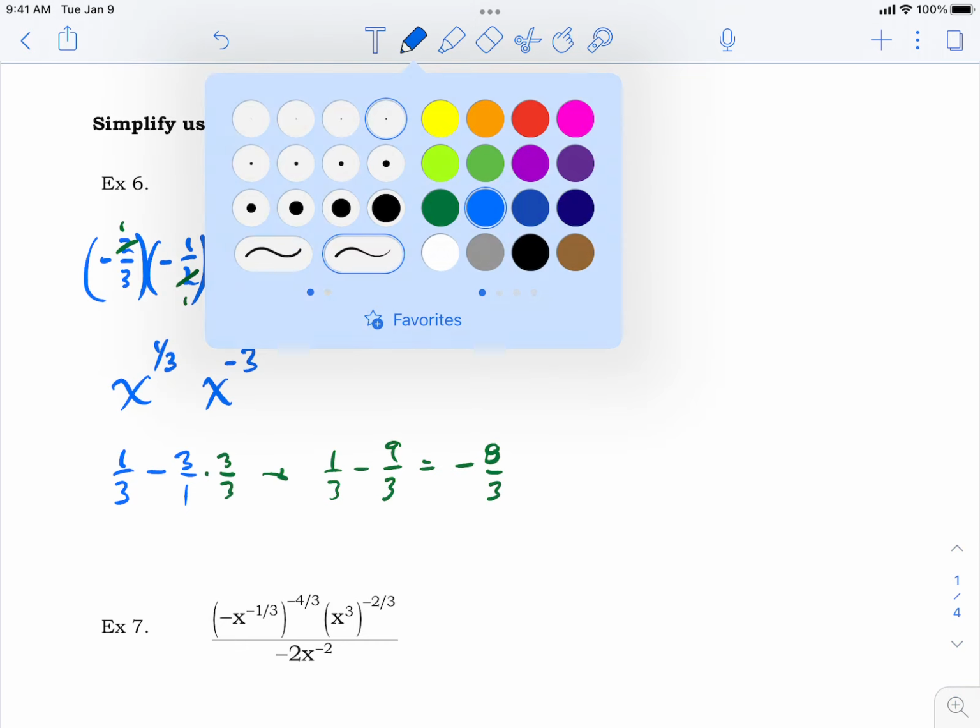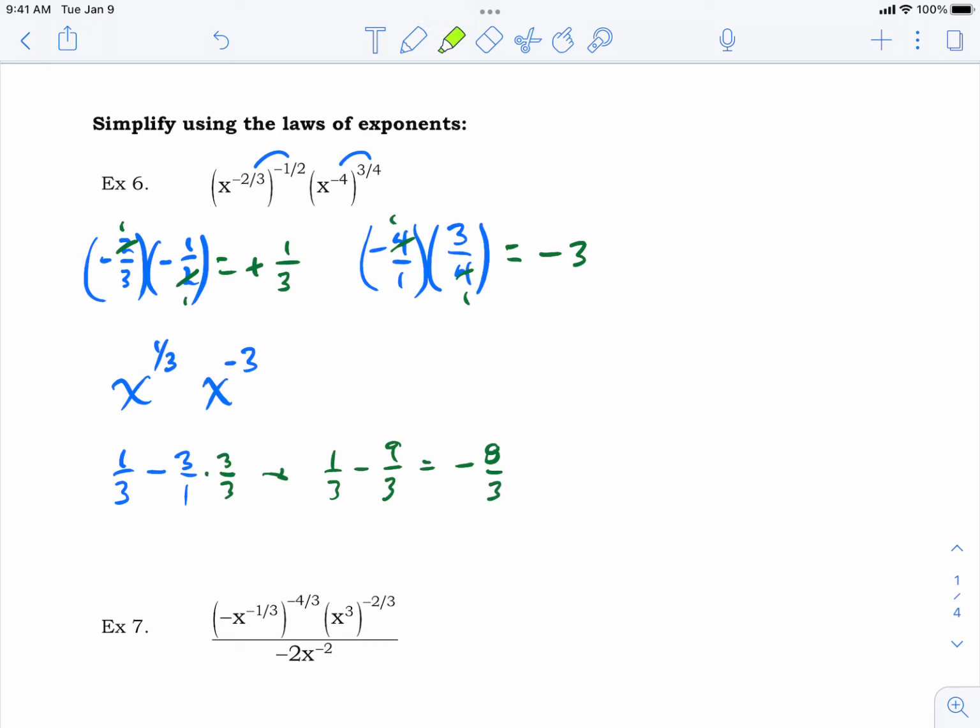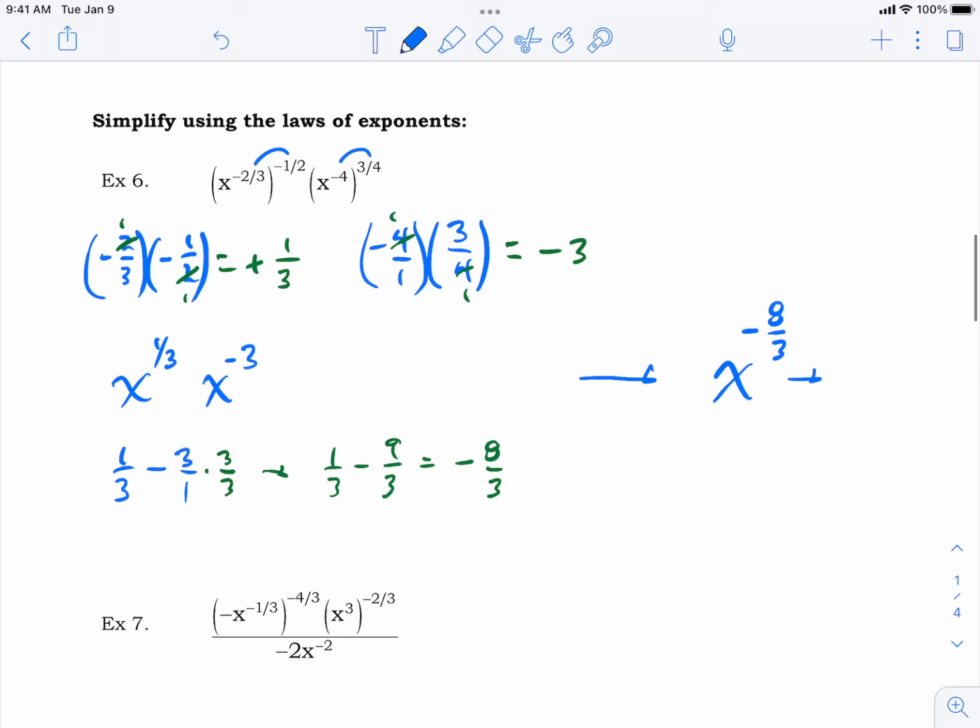So where are we? When you multiply these two things together, you have to add the exponents, and that will get you, come over here, x to the negative 8/3. Almost done. We don't want a negative exponent, so just flip it over. 1 over x to the positive 8/3. Remember, the negative just says, I'm unhappy.